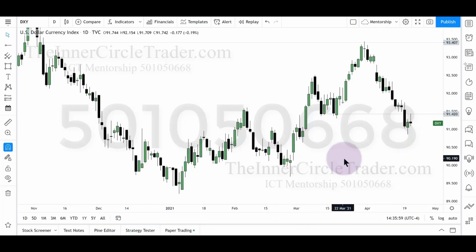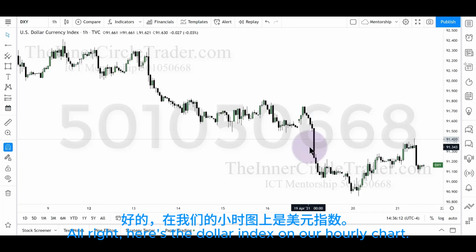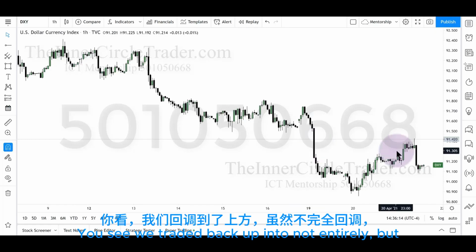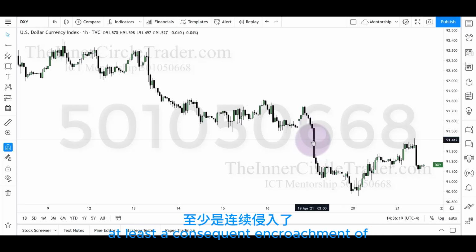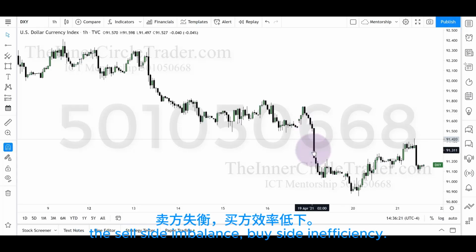All right, here's the dollar index on our hourly chart. You can see we traded back up into, not entirely, but at least consequent encroachment of the sell side imbalance, buy side inefficiency.